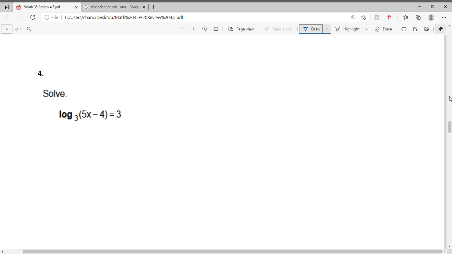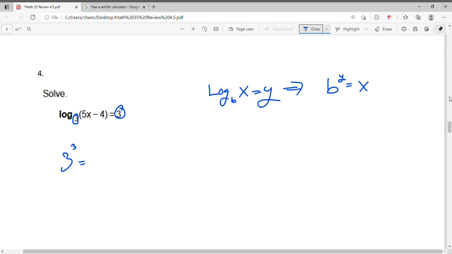Question 4. Solve log base 3 of 5x minus 4 equals 3. I'm going to use the definition of the log. Recall, log base b of x equals y implies b to the y equals x. So we're going to use the definition. This is saying the base raised to the exponent should be equal to 5x minus 4. Well, we know 3 cubed, that's 27. 27 is equal to 5x minus 4.